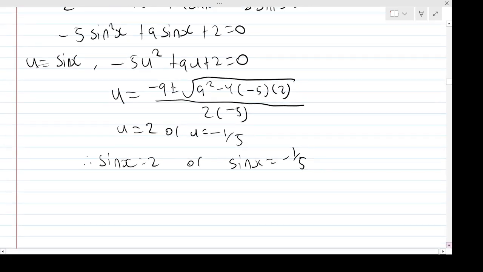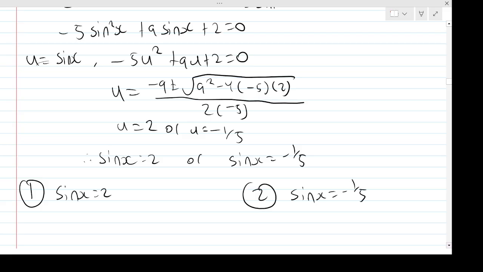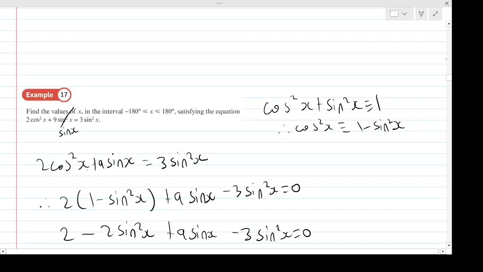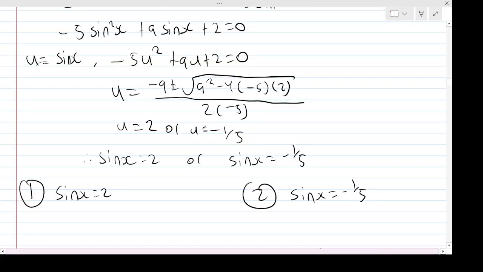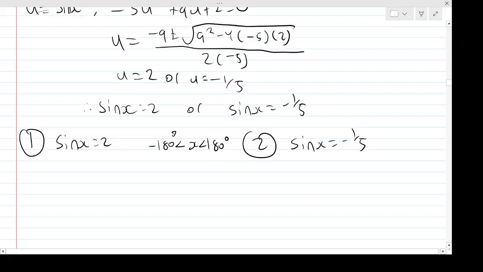Now, that means we either have the equation sine x is 2 or sine x is minus a fifth, and we need to solve both of them. Remember, we're in the interval minus 180 to positive 180. So first of all, this equation here, sine x is 2.